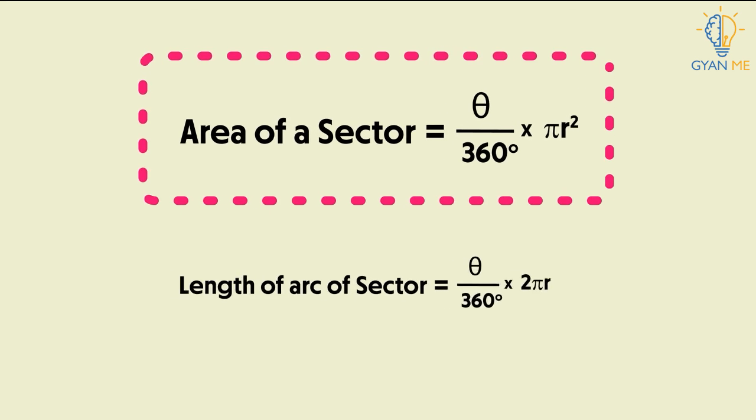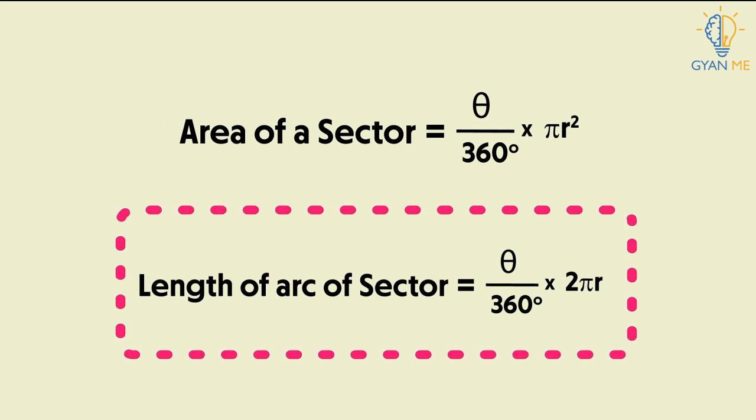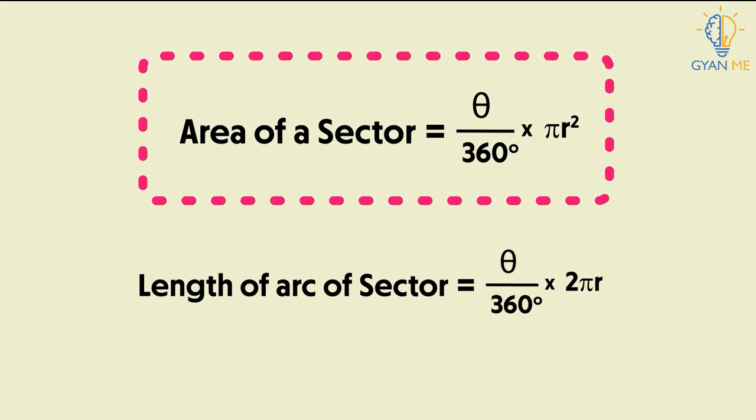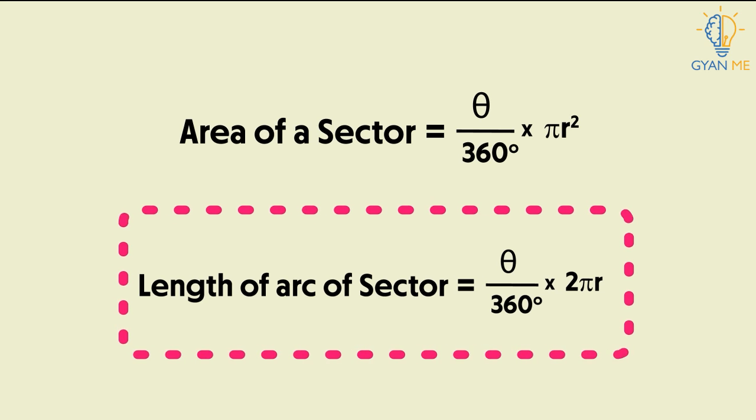Note students, we have two formulas. Area of sector, which is equal to theta upon 360 into pi r square, and length of arc of a sector, which is equal to theta upon 360 into 2 pi r. Observe that for both formulas, theta upon 360 is common. But to find area, multiply it by the area formula, and to find the length of arc of a sector, multiply it with the circumference formula.